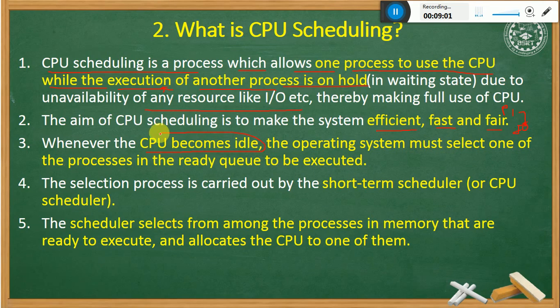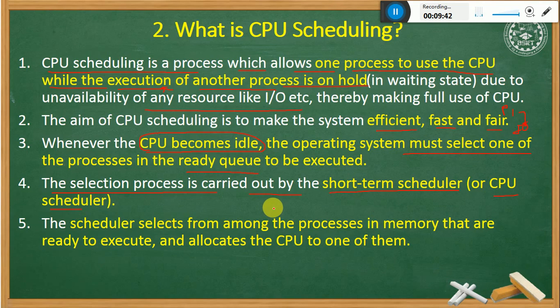The CPU idle condition is very dangerous to the CPU and overall performance. When the CPU is idle, it is not doing anything, so that is a wastage of the processing power of the CPU. To avoid this we must have scheduling. A process which is in the ready queue must be taken for execution when the CPU is idle. Selecting the appropriate process from the ready queue while the CPU is idle is done by the short-term scheduler, also known as the CPU scheduler.